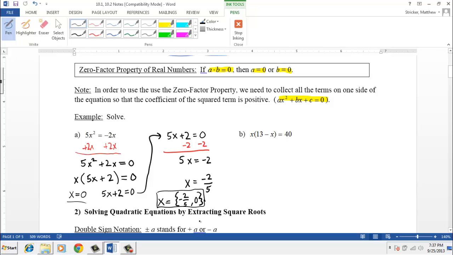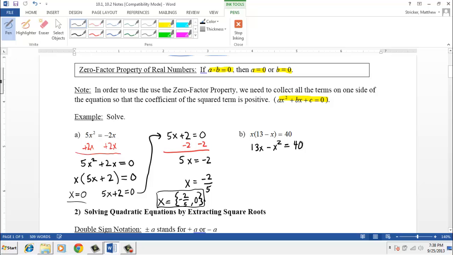That should look familiar to all of us. We've done this countless times this semester, but just to review, this is a method for solving quadratic equations. So now ask yourself, with the second one, is this equation in the form that we need, the ax squared plus bx plus c equals 0? Your answer to that question should be no. First of all, there's a 40 on the right hand side, and then we have these parentheses in here. So we need to distribute. x times 13 is 13x, and x times negative x is negative x squared.